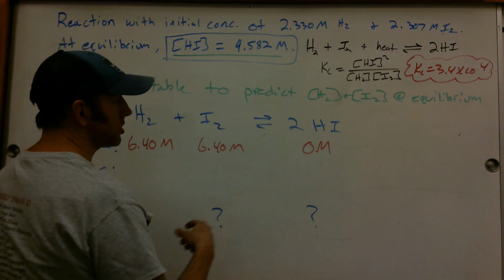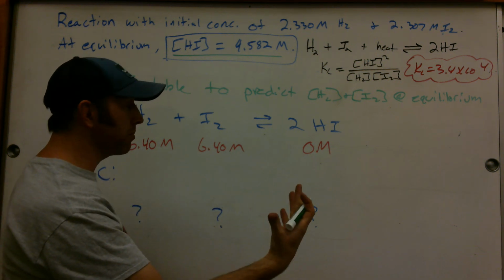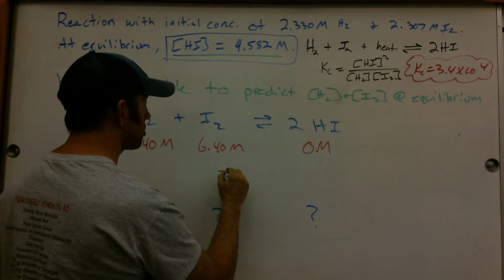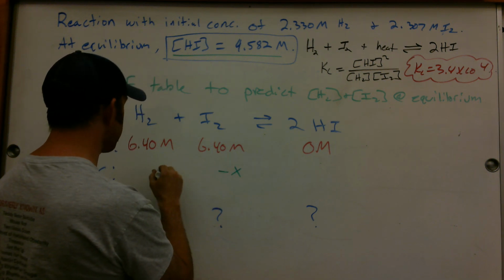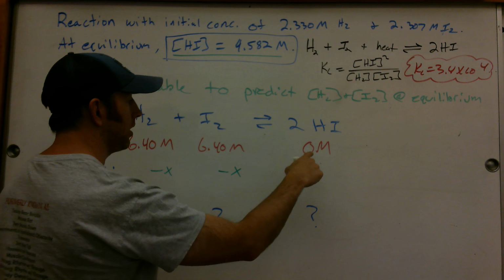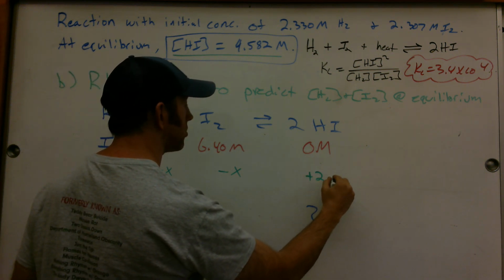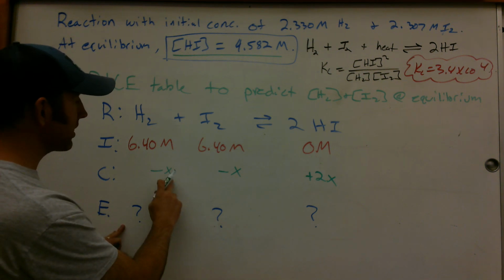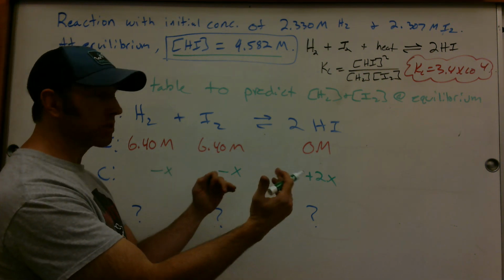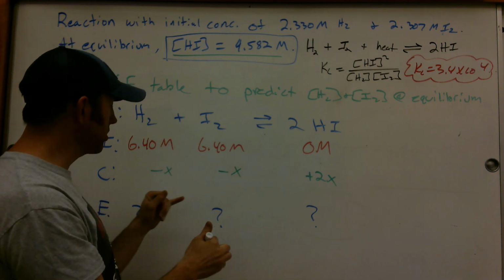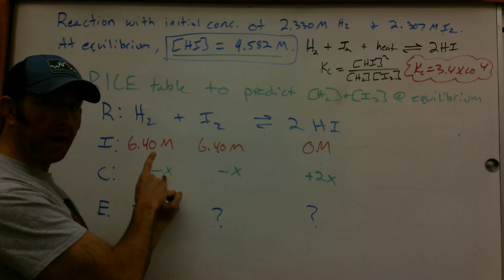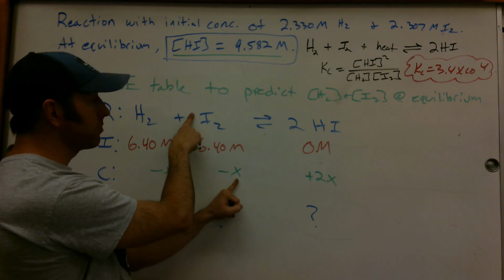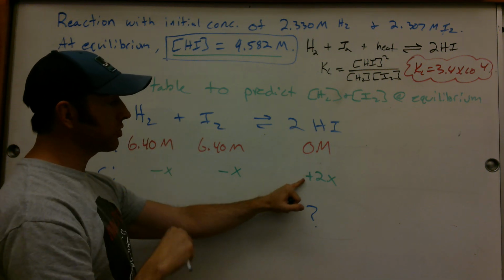So I know that this is going to change by a certain amount. We're going to say this is going to decrease by x, 1x. This will decrease by 1x, and this will increase by 2x. And x is how much our change is in reference to our mole ratio. So this is going to decrease by 1x because I have a coefficient of 1. This will decrease by 1x because I have a coefficient of 1. This will increase by 2x.